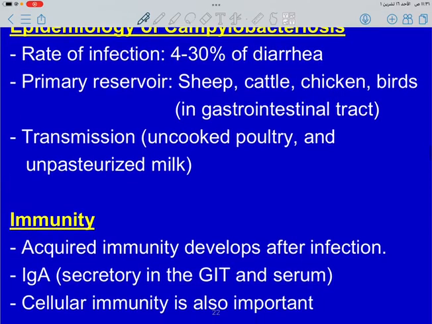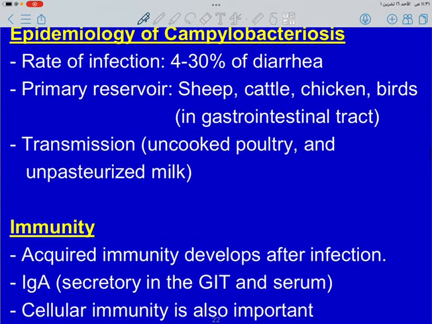Epidemiology, the rate of infection to cause diarrhea. Enteritis means inflammation of the intestine, which means diarrhea. It is 4 to 40%. In the US, for example, the most important microorganism causing diarrhea is Campylobacter jejuni. Secondly, the primary reservoir is animals, like wild animals, sheep, cattle, chicken, birds.